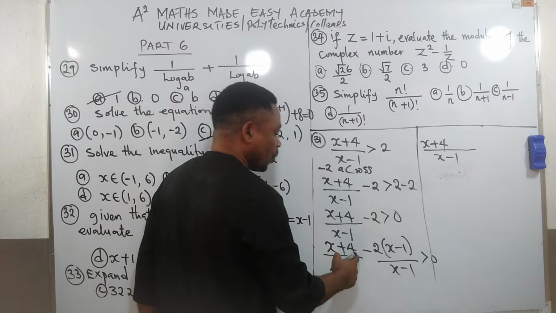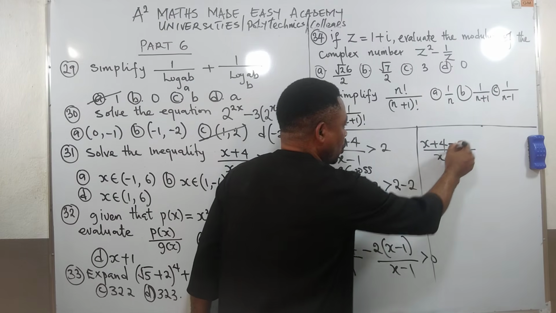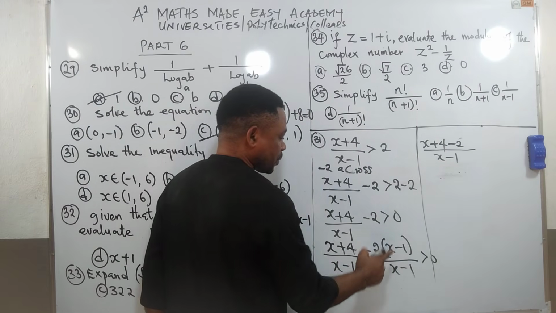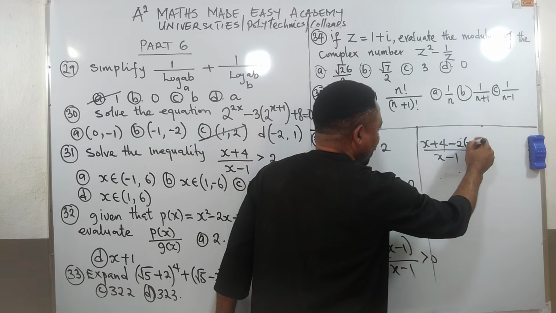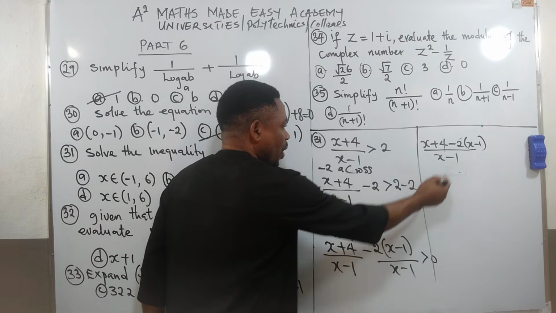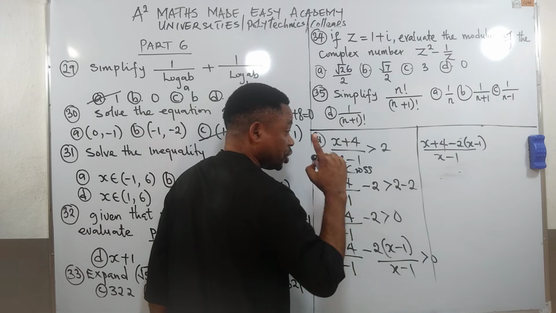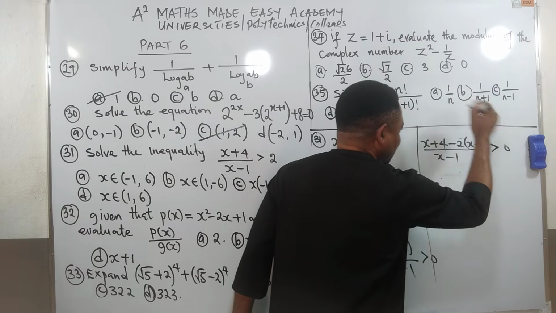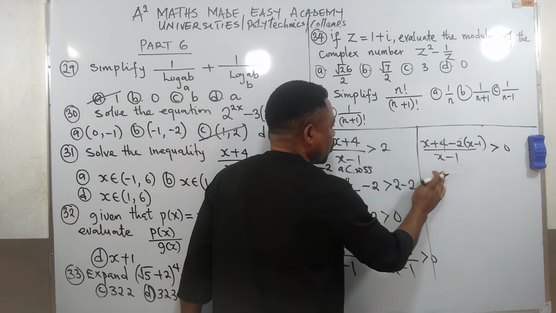Are you with me? Now what is here? Minus. Are you with me? Open. This is 2, right? Now this divide, this will still give you 1. Then what remains now? Open bracket x minus 1, close bracket. How? When x cancels x, it will give you what? 1. Multiply by this. We have this. Everything should be greater than what? 0. Now let's open the bracket.